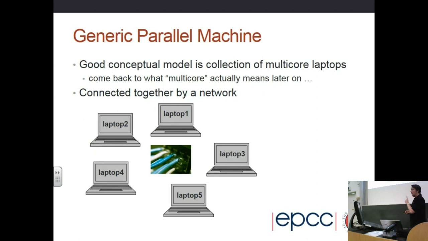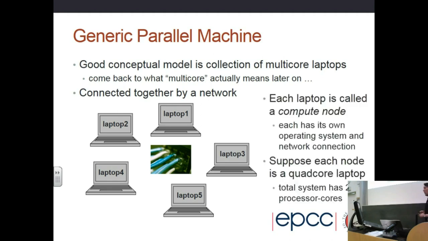In fact, this course works better if I'm in a computing lab. The best conceptual model you can have for a modern parallel machine is a bunch of multi-core laptops connected by a network. We'll come back later to what that really means. That is your best conceptual model for what a modern parallel computer looks like. It's a bunch of separate computers connected by some network. The computers themselves aren't particularly special, the processors aren't particularly special, but having lots of them linked together potentially gives us the power to solve the kind of problems we want to solve in modern computational science.